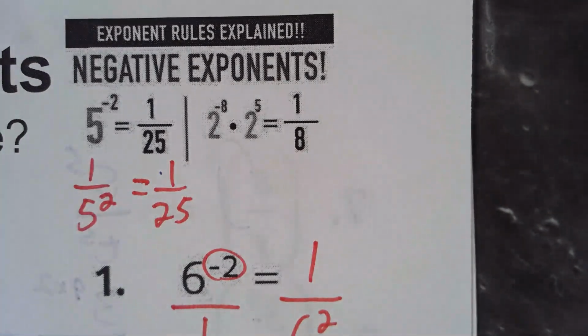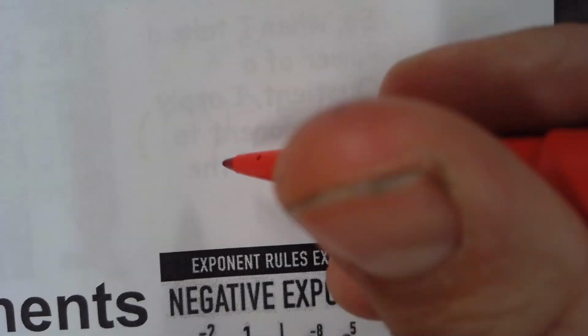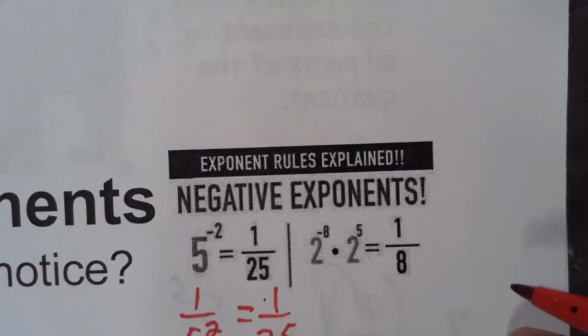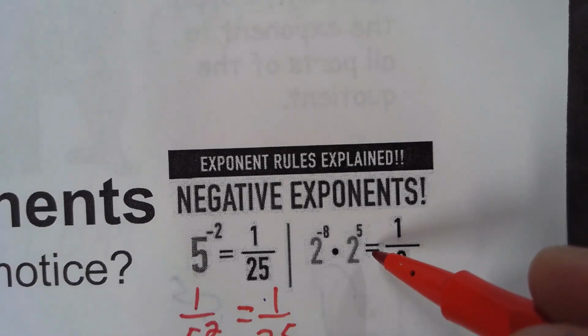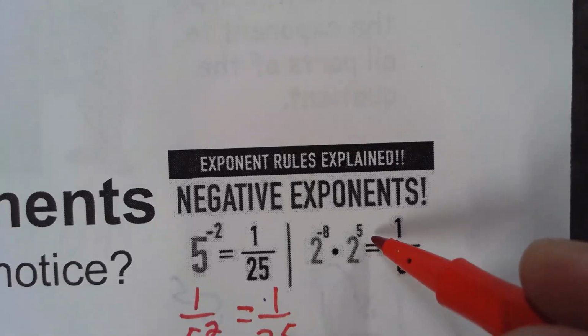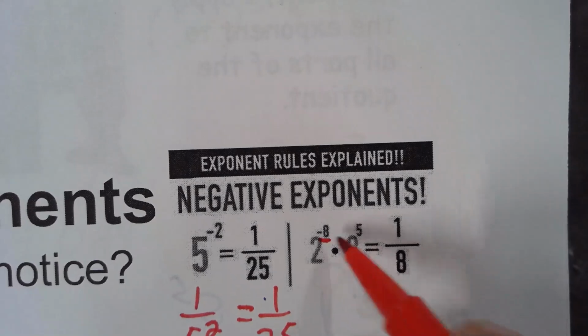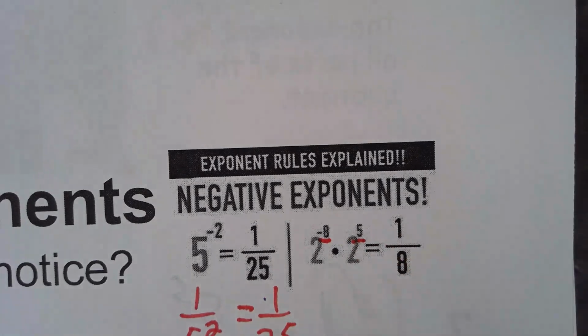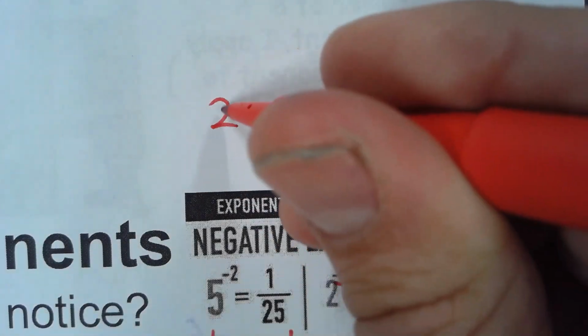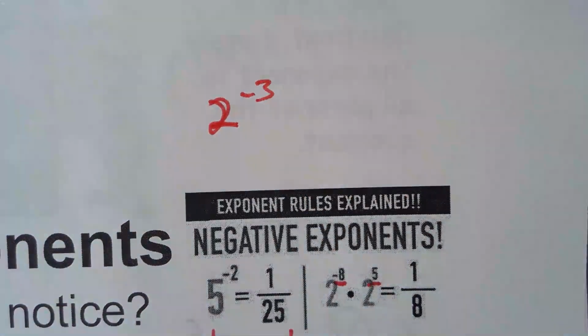Great question. Yeah, so let me go above that and write that out. So how they get that? They had 2 to the negative 8 times 2 to the 5th equals 1 over 8. So let's just use our multiplication rule. When I multiply two numbers, what do I do with the exponents? Add them. So what's negative 8 plus 5? Negative 3. So that would be 2 to the negative 3.